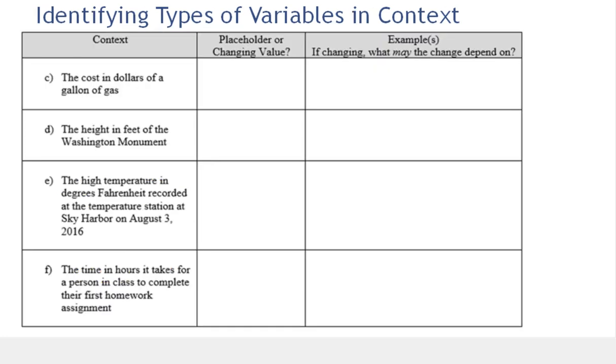Let's look at the next ones. The cost in dollars of a gallon of gas. So this can depend on a few things. The first thing I can think of is what year is it? I'm thinking a few years back, gas was about $4.50 a gallon. Now it's about $2 a gallon, and it's been everywhere in between. That's one way you can think of it. Also, it can depend on what gas station you go to. So a lot of different things, but we'll just put what year is it. So this is a changing value.